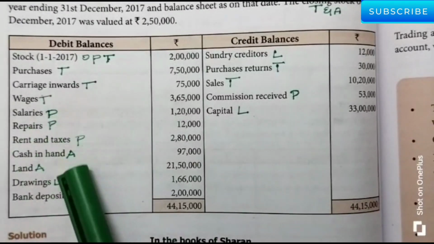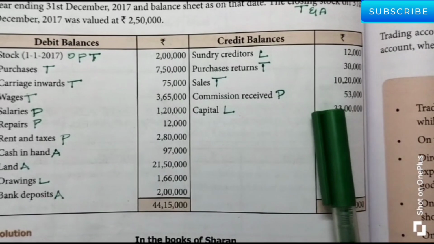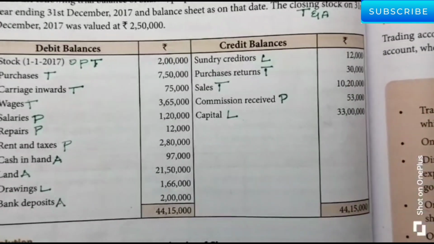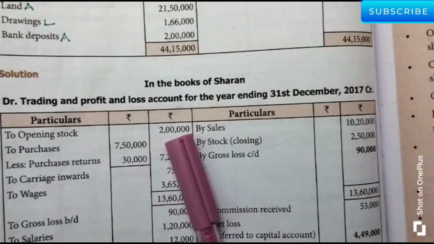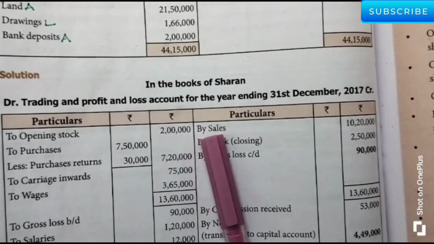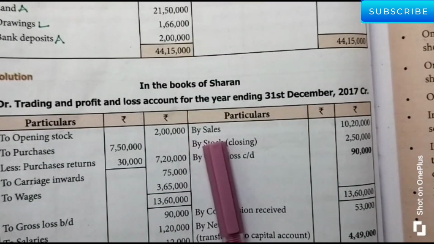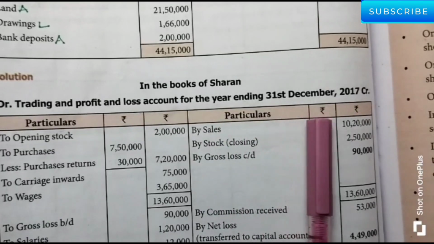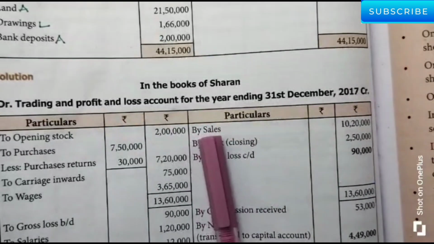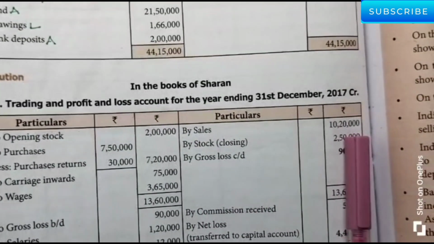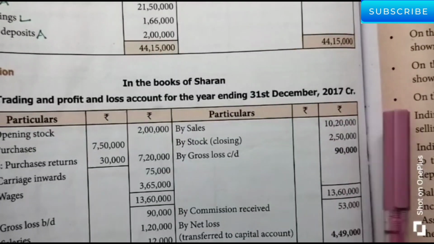Then here, trading account sales 10,20,000 has to be entered on the credit side of the trading account. So you always start with the word "By" on the credit side. By sales 10,20,000. If sales returns are given, you have to enter the sales in the inner amount column. If they didn't give sales returns, you directly enter the sales amount in the outer amount column. So 10,20,000 we entered in the outer amount column.